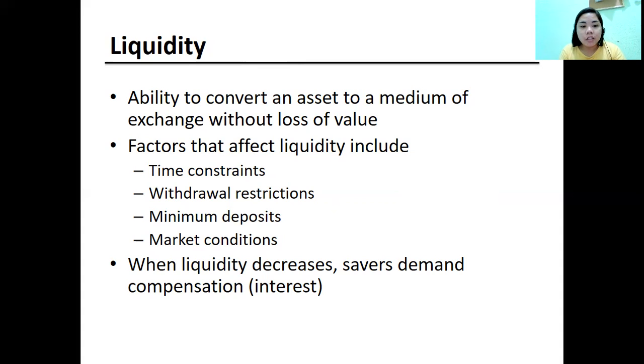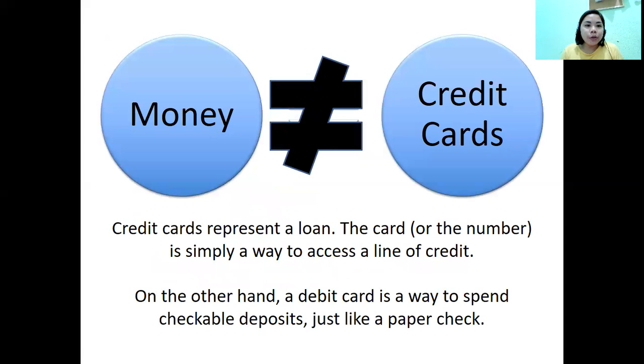And of course, market conditions. When liquidity decreases, savers demand compensation or interest. For example, if you open a current account, your minimum deposit is bigger, which is 25,000, and when you open a current account your money earns interest. So that is why savers demand compensation or interest. I cannot easily get my money because I entrusted it to the bank. So you give me interest, the bank gives you interest, and from your point of view, you have your interest income.